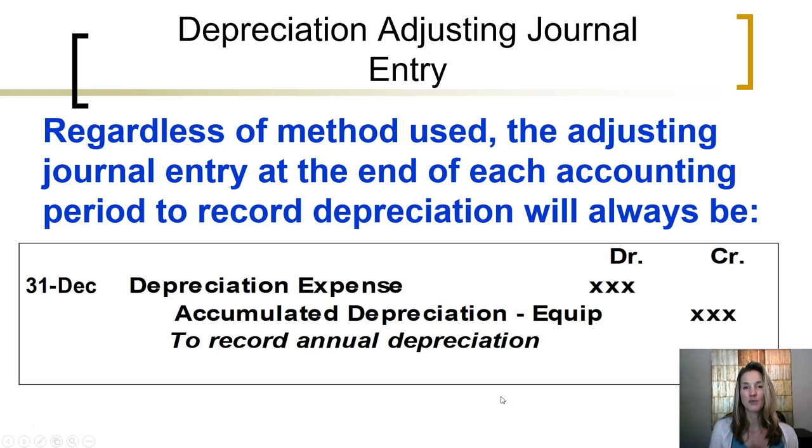Remember that regardless of which of these methods is used to calculate depreciation expense, the adjusting entry at the end of every accounting period to record the expense will always be a debit to depreciation expense and a credit to the contra asset account accumulated depreciation.